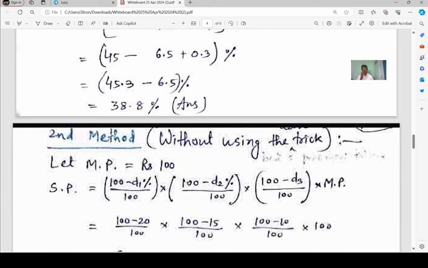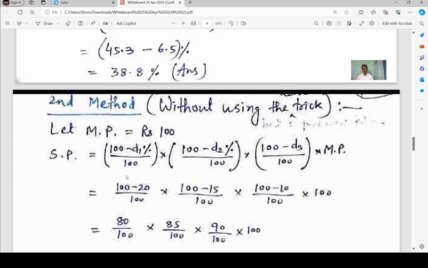Second method, without using the trick. Let market price equal 100. So sale price will be 100 minus D1% by 100 multiplied by 100 minus D2% by 100 multiplied by 100 minus D3 by 100 multiplied by MP. So putting these values, 100 minus 20 by 100, 100 minus D2, that means 15, divided by 100 into 100 minus 10 by 100 into 100.